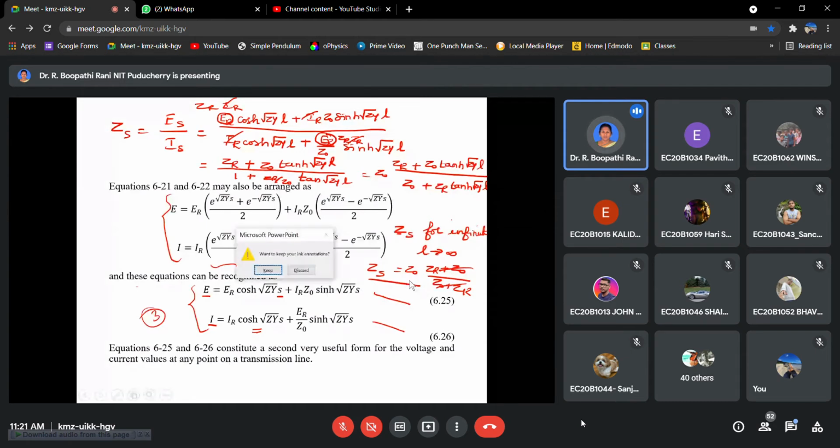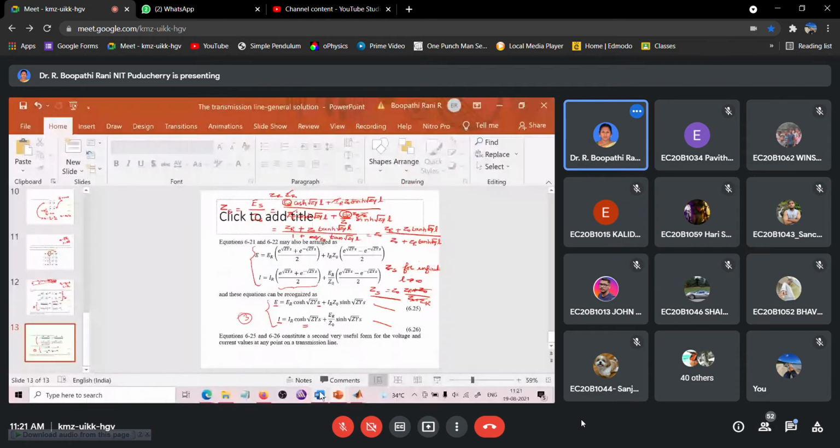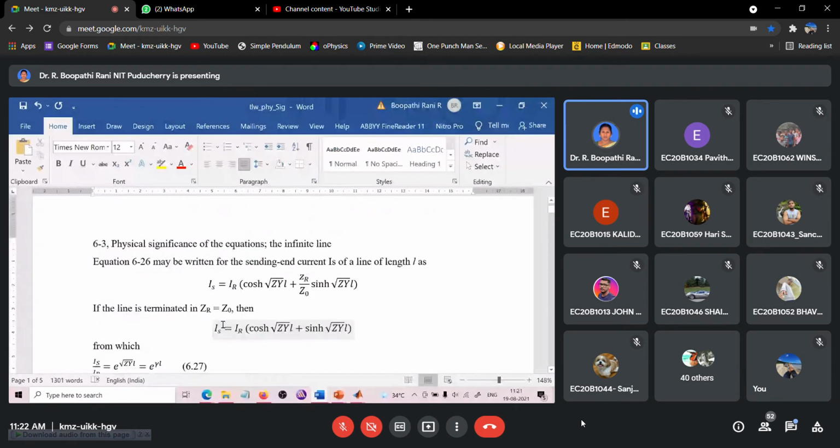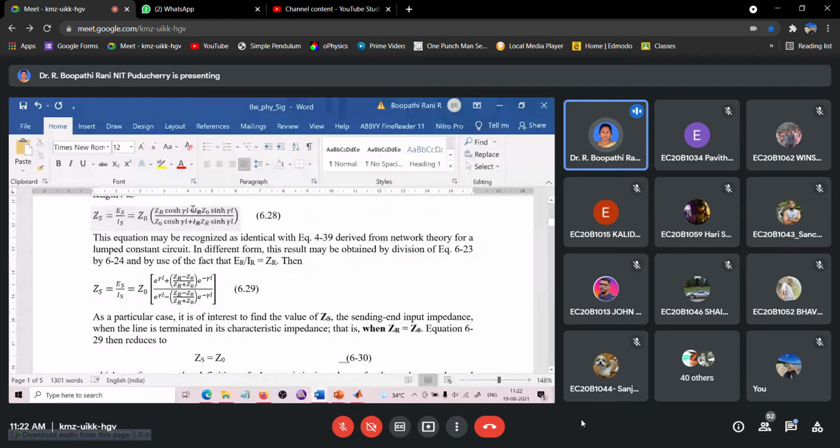Then next, while discussing yesterday, while editing, I forgot to remove this IR term. Now we have seen IR present in all the four terms were cancelled out. So while editing, I forgot to remove this. That was the mistake.